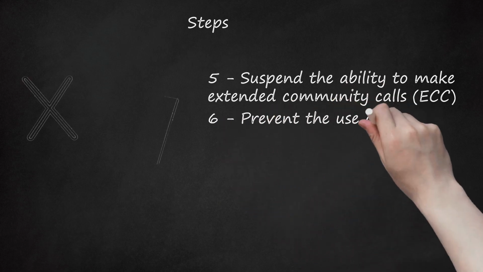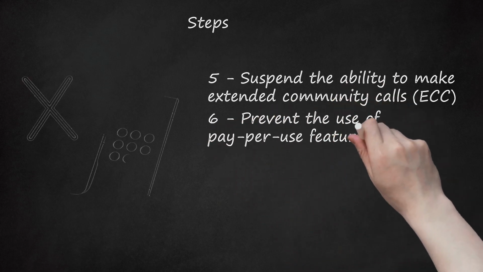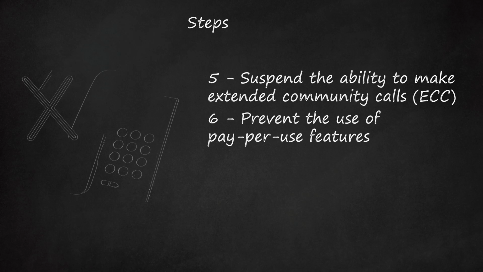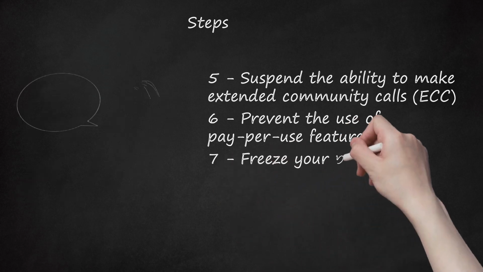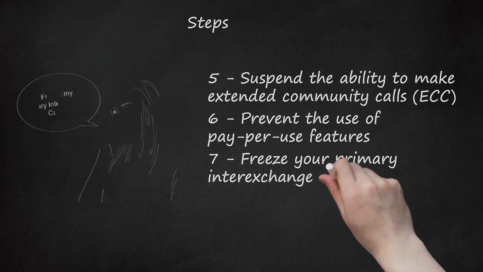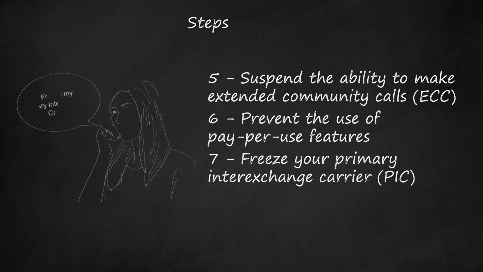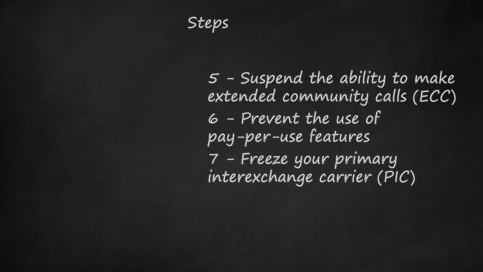6. Prevent the use of pay-per-use features. Ask your service provider to block pay-per-use features, such as three-way calling or automatic callback. 7. Freeze your primary interexchange carrier, PIC. Have your service provider block any attempt to change your long-distance carrier without your consent. This is commonly referred to as slamming.